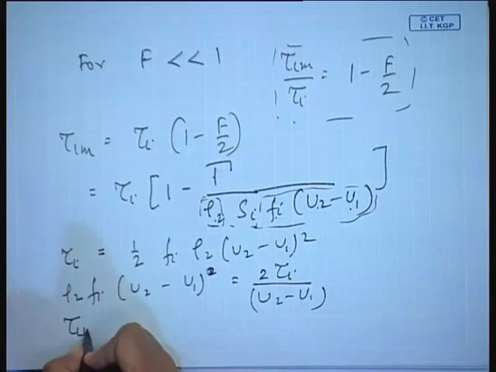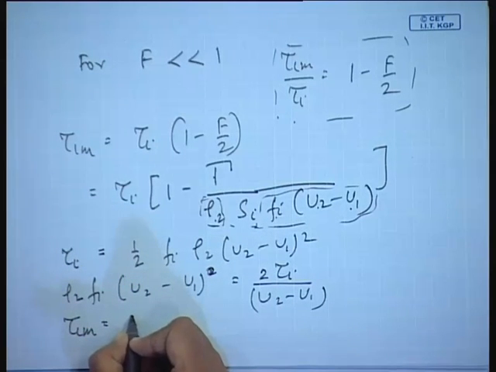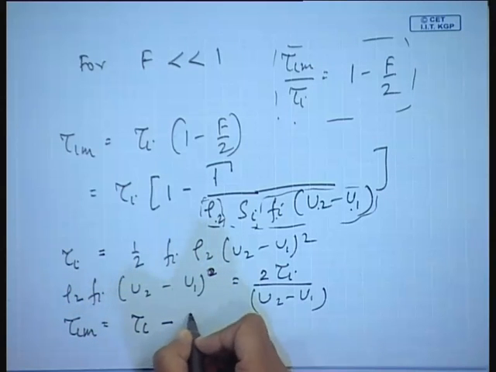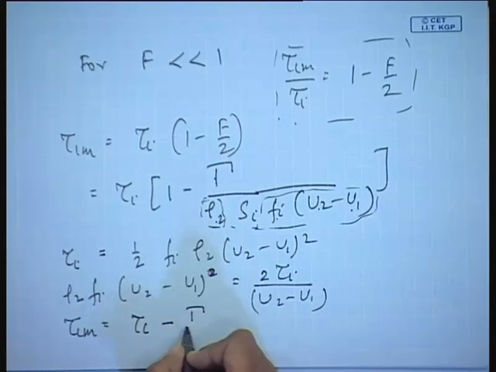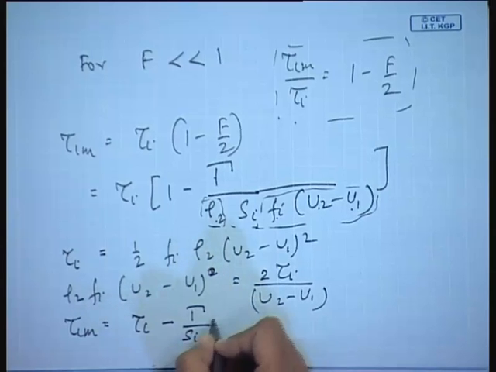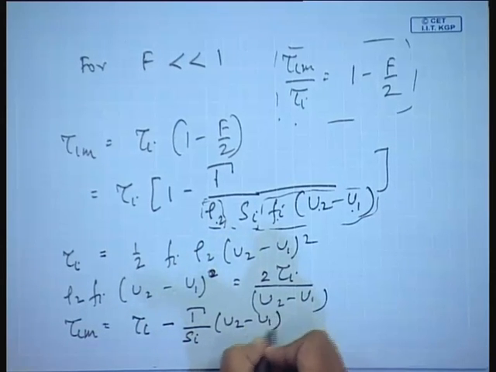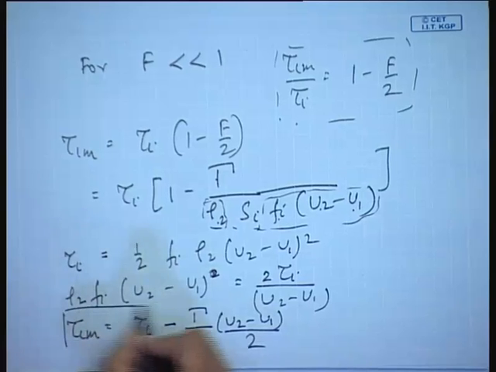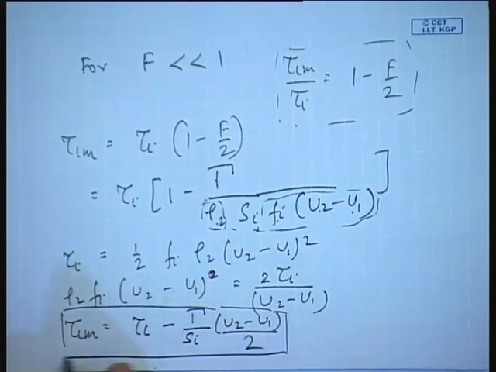So, therefore, what do I get? I get tau I m, that is equal to tau I minus gamma by Si u2 minus u1 by 2. This is the thing which I get. Is this particular portion clear to all of you? So, therefore, what do I get?